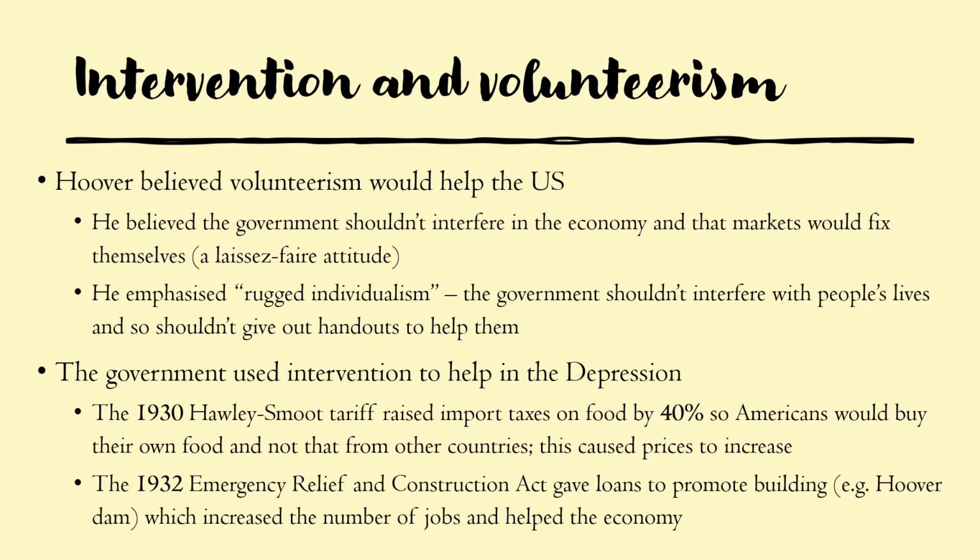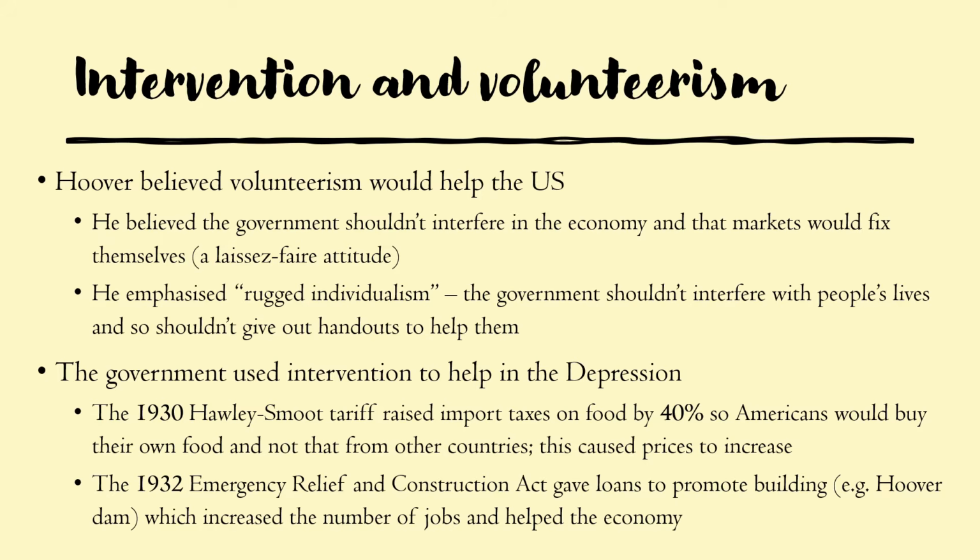The second feature of this is that the government used intervention to help in the Depression. So even though he was heavily for volunteerism, because of the extent to which America was suffering, he did have to use intervention eventually. But this wasn't so much in lots of handouts to businesses and people. It was in a different form. So the Hawley-Smoot tariff came into effect in 1930, and this raised import taxes on foods. So food that was imported from other countries, for example from Europe, that came to America, there was a tax on that by 40%, which meant that the companies who sold them had to raise their prices.